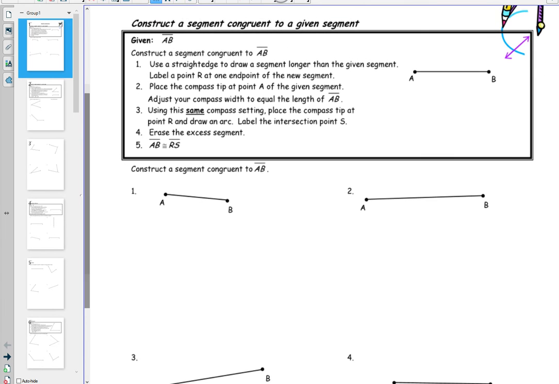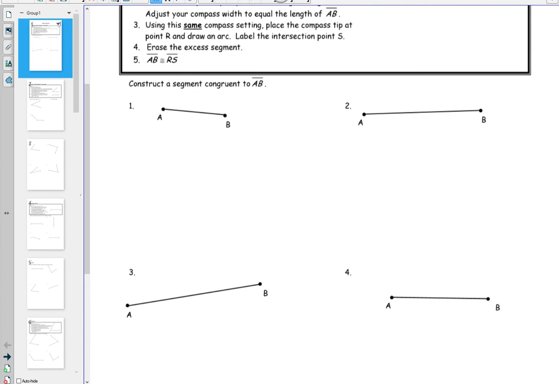Alright, let's call it RS. So the point that we put right underneath, let's call it R. Then you're gonna get your compass and you're gonna adjust the distance between the tip of the point and the pencil to match the exact same distance.